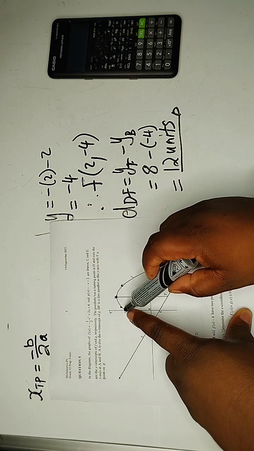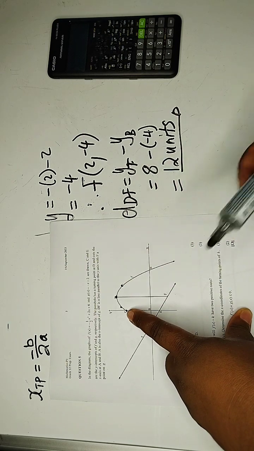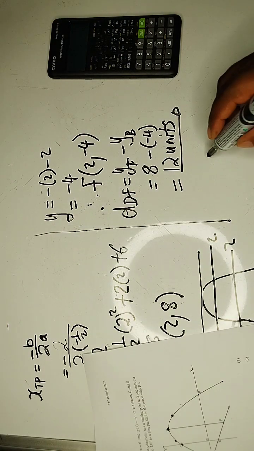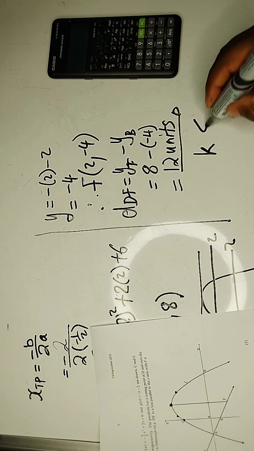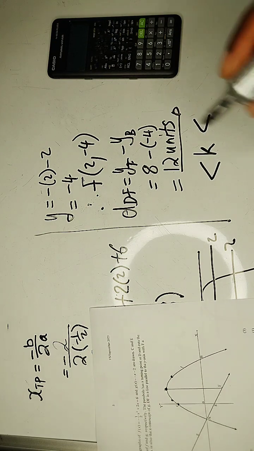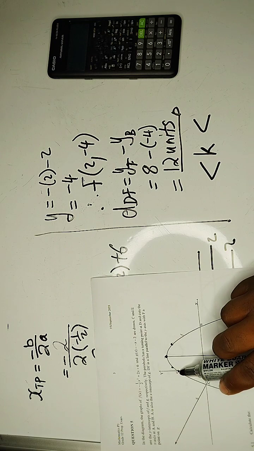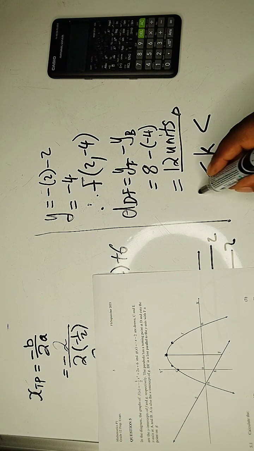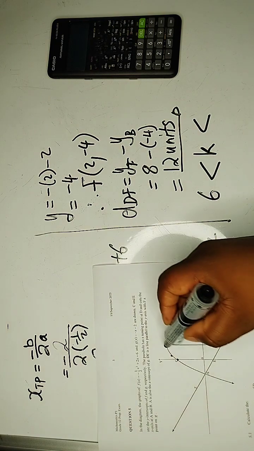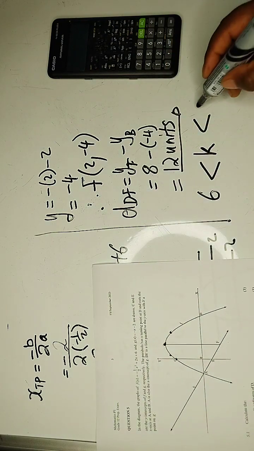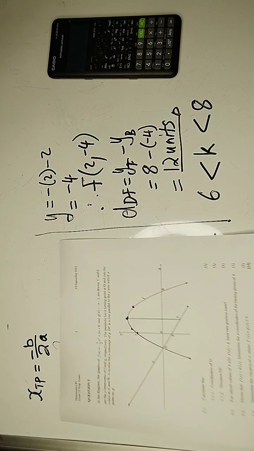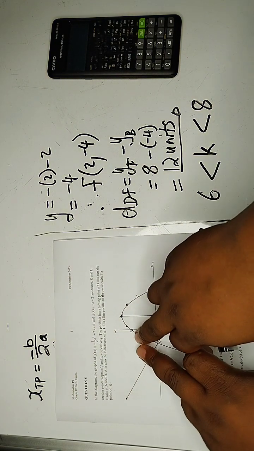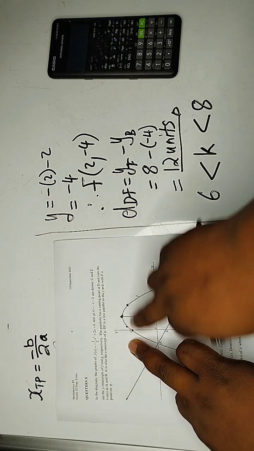Hence, you will have from here to here. So you use the y coordinates. Hence, the answer would say k must be in between the coordinate of C, which is the y-intercept, which is 6, and the y of D, which is 8. That is how we answer such a question. You check using your horizontal ruler.